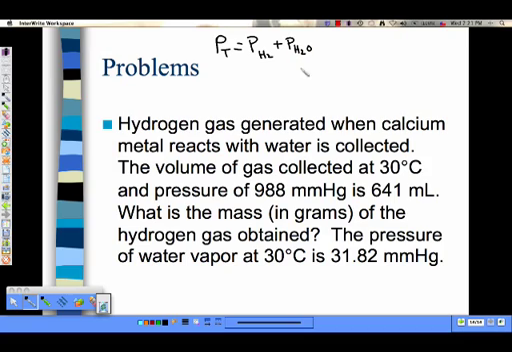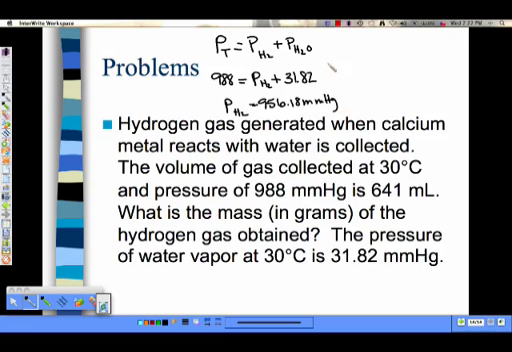Our total pressure is 988. The water vapor pressure is 31.82. So the partial pressure of hydrogen is 956.18 millimeters mercury.